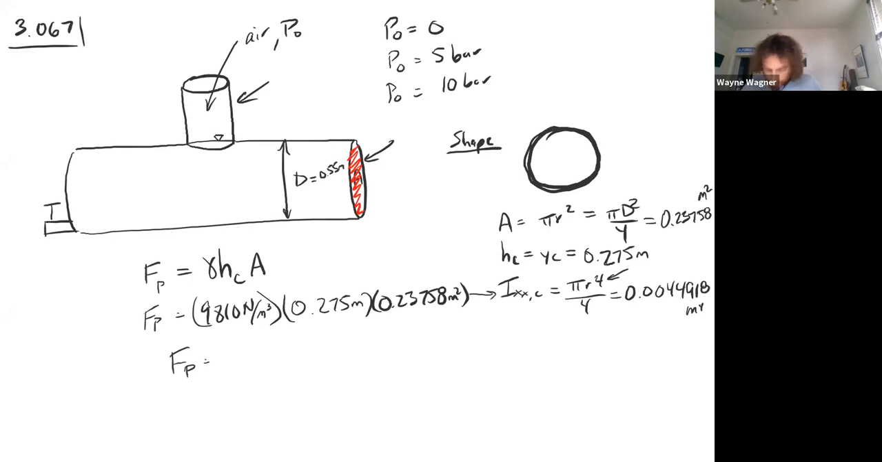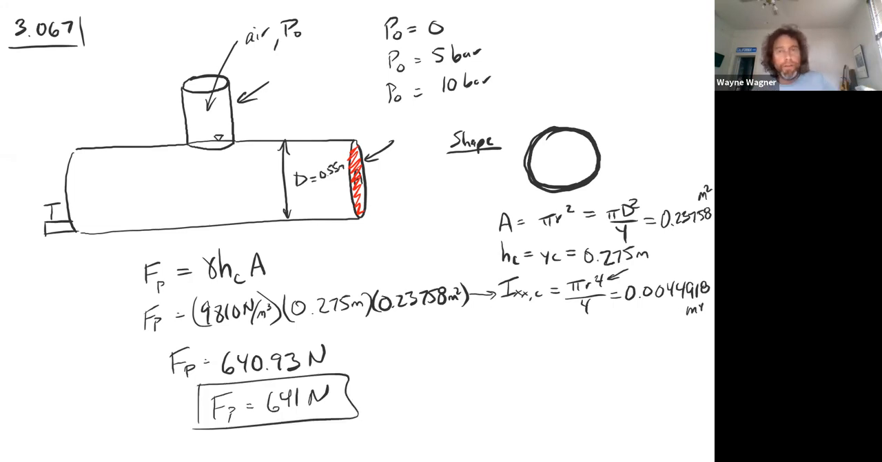Notice the meters cubed are going to cancel, and we'll get some big number. So 0.23758 times 0.275 times 9810 equals 640.93 newtons. Obviously if we report that, we'll say F_P equals 641 newtons. All right, so that's the straightforward way to do this.